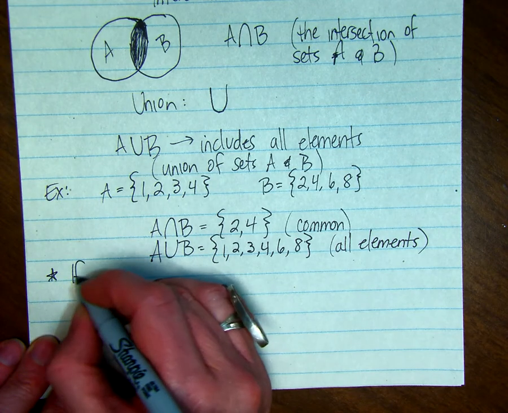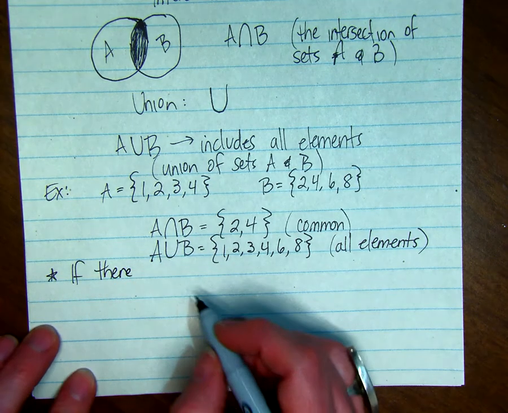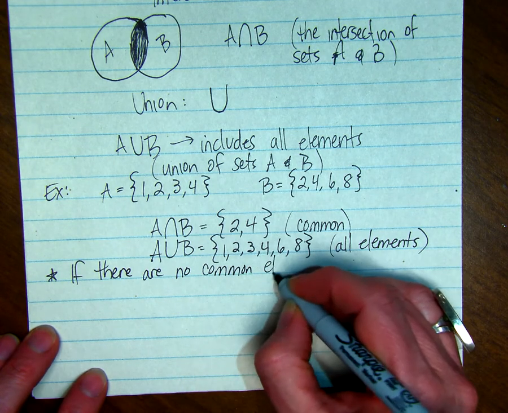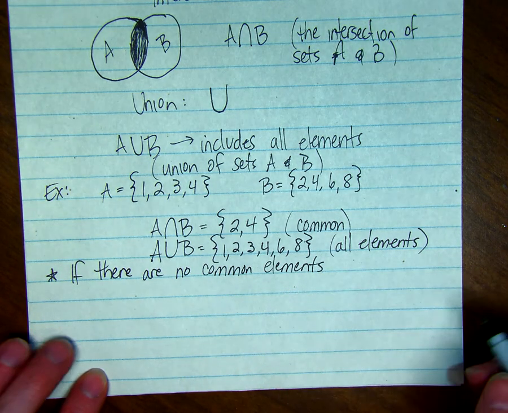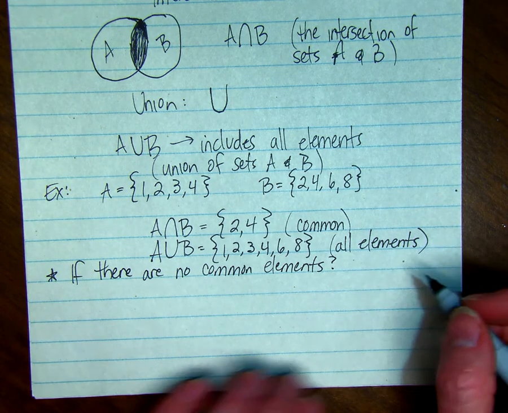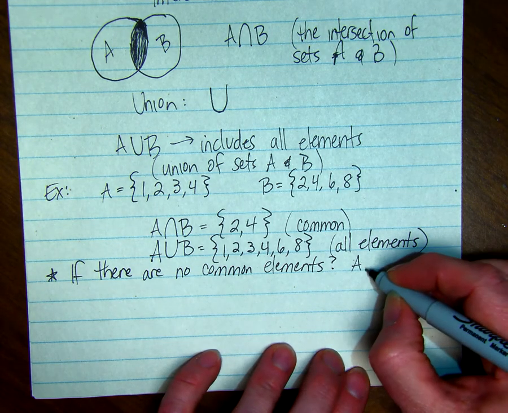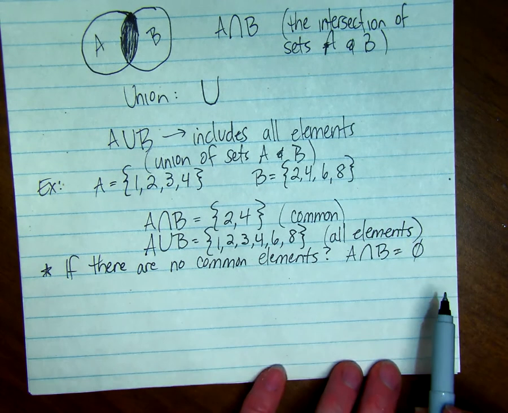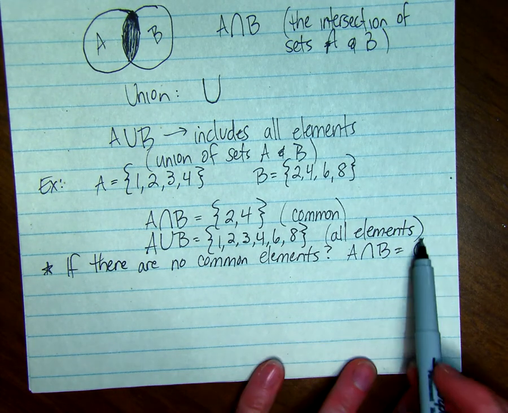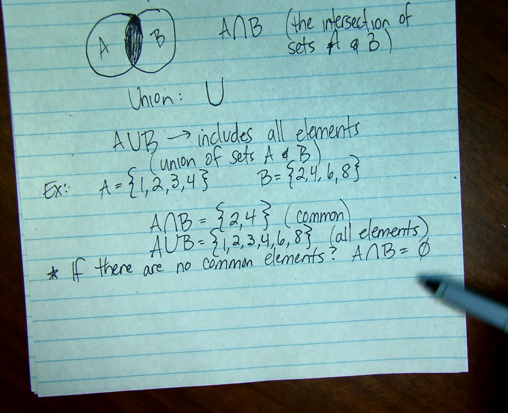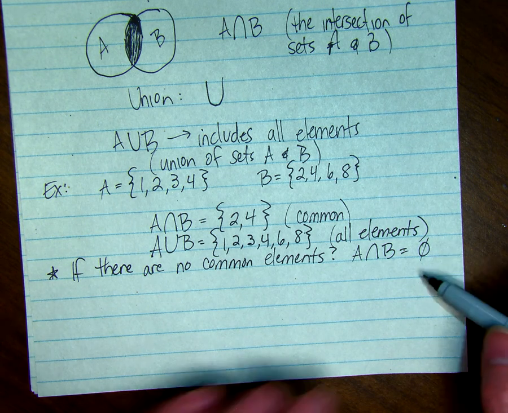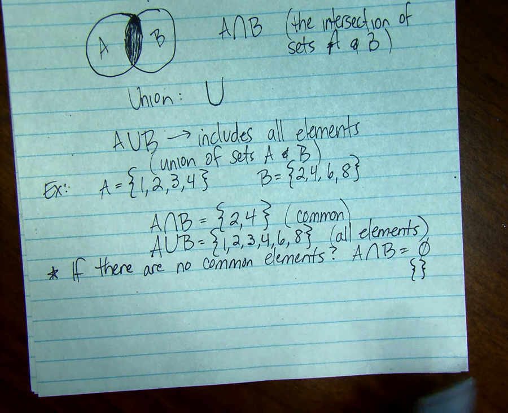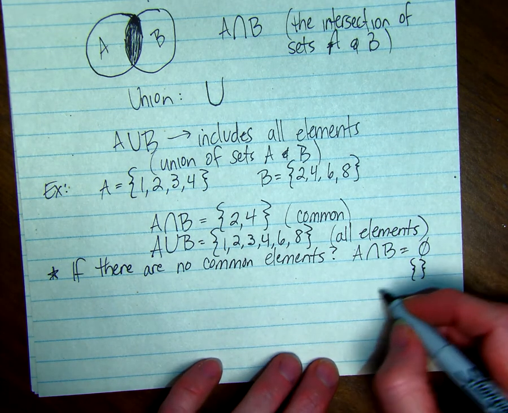Now here's the key. If there are no common elements, then the intersection of sets A and B would equal the null set. It's a set with nothing in it. You can write that with a circle that has a line going through it, or you could list blank braces with nothing in the middle. That's called the null set.